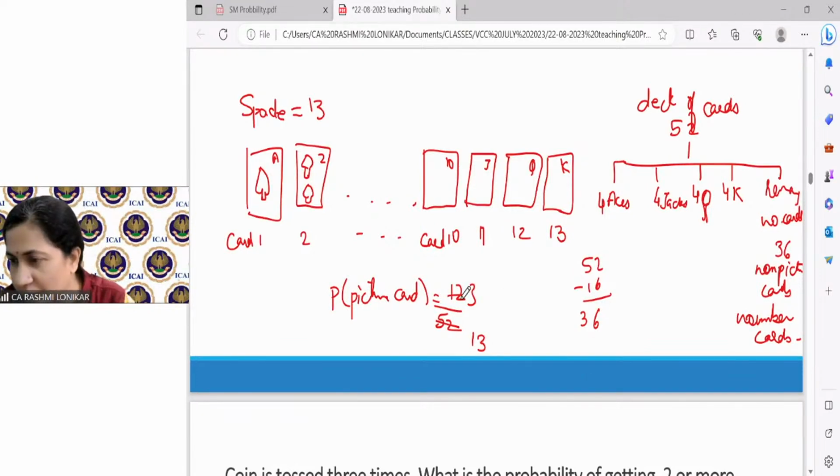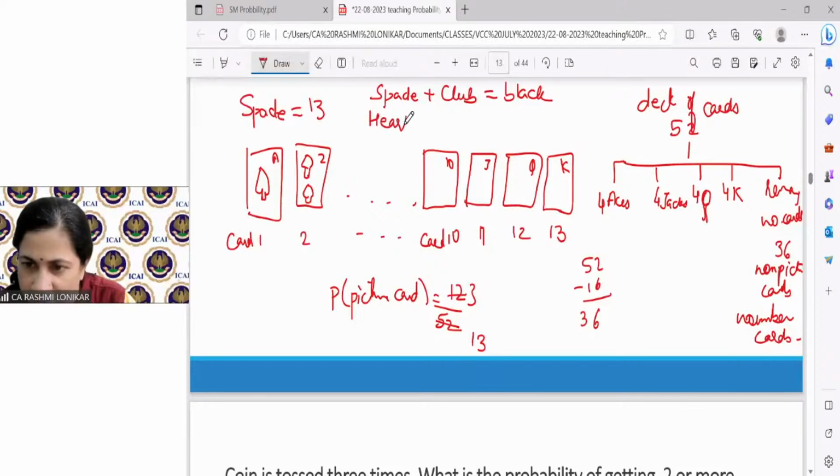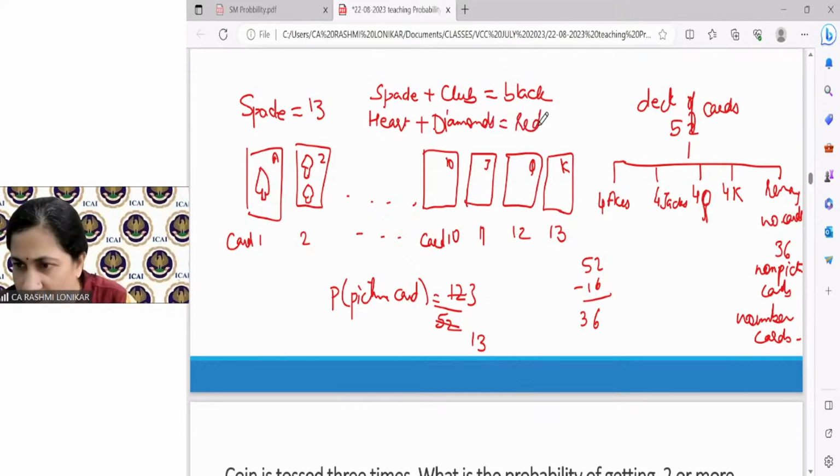Okay, which cards are red? See, spade and club are black in color, and then heart and diamonds are red in color.